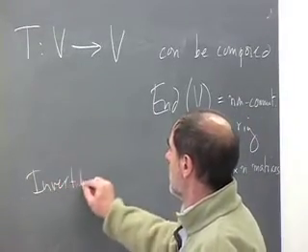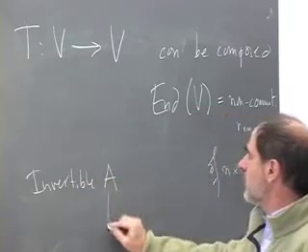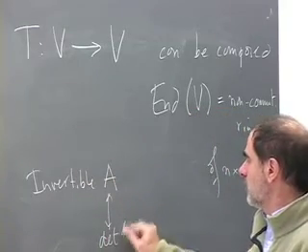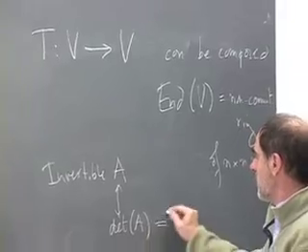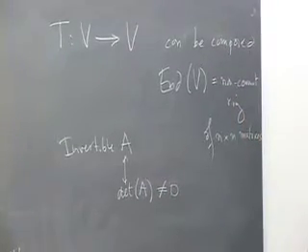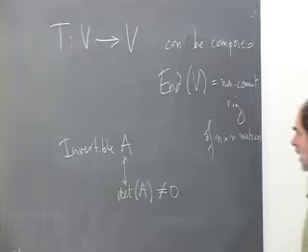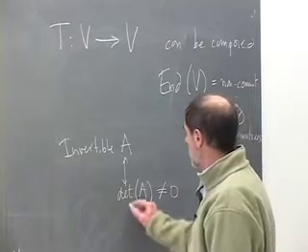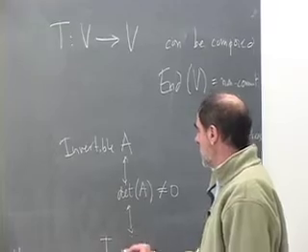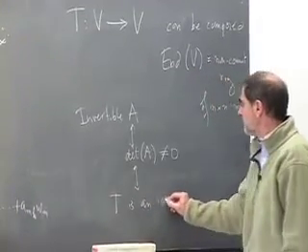Invertible, and we saw that a matrix was invertible if its determinant was non-zero. And that's a good thing to remember, although we're not going to ask a huge number of questions about calculating determinants. Invertible A, that's when T is an isomorphism.